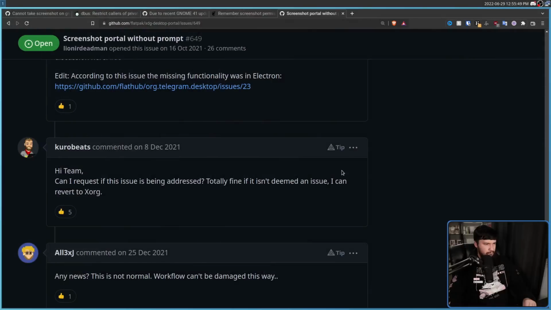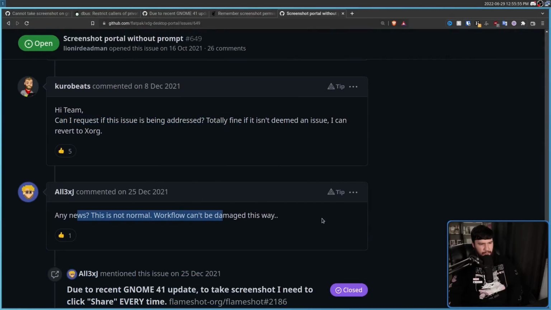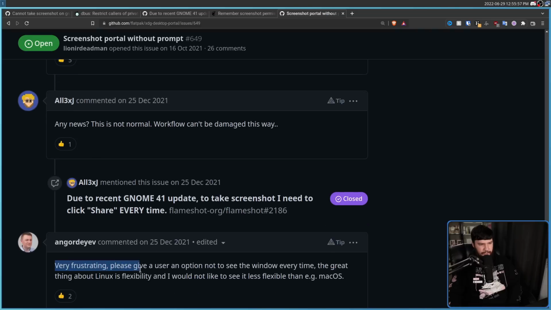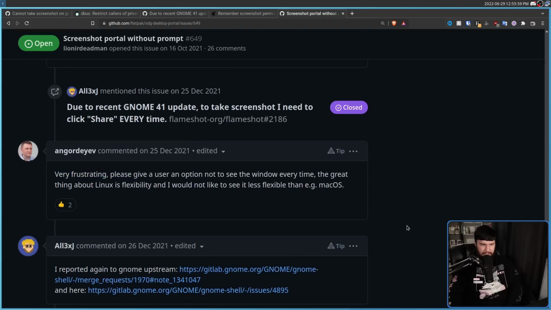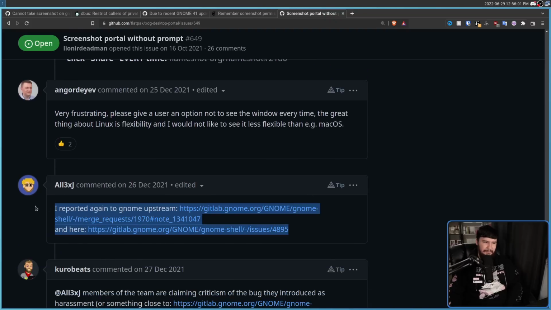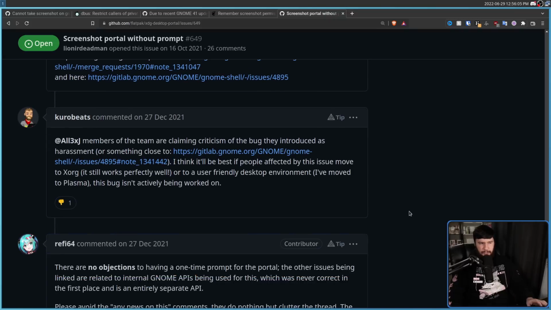The problem though is even though those other issues did revive the discussion, ultimately, the discussion sort of just got derailed with nothing really being done. People started asking like, hey, when is this going to be addressed? This is not normal. The workflow is being damaged. This is very frustrating. Please give the user the option to do this. And someone started like reporting stuff again. Nothing was really being done with this problem.